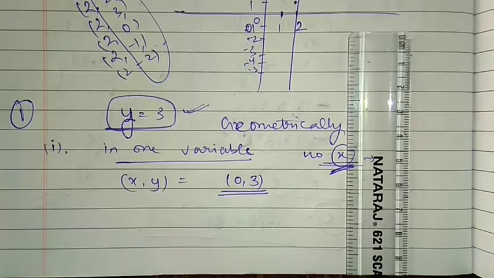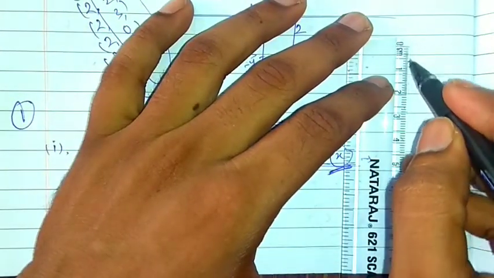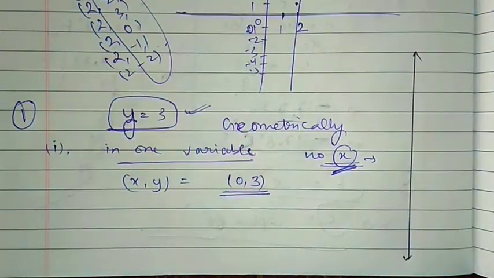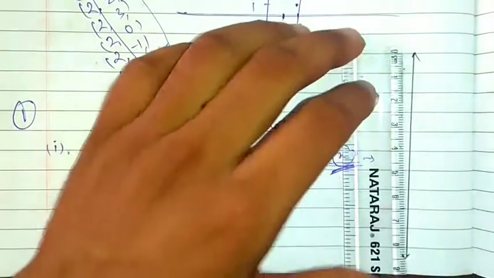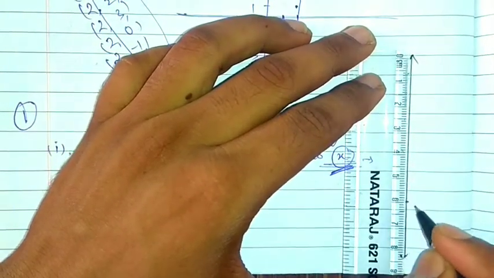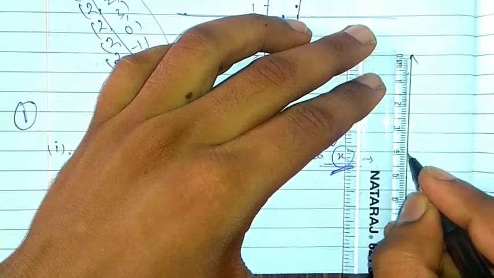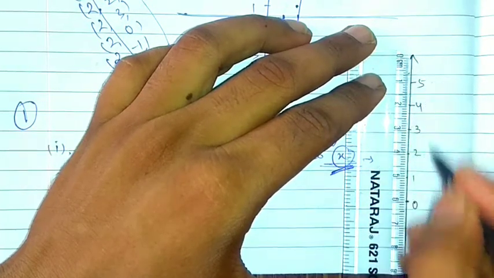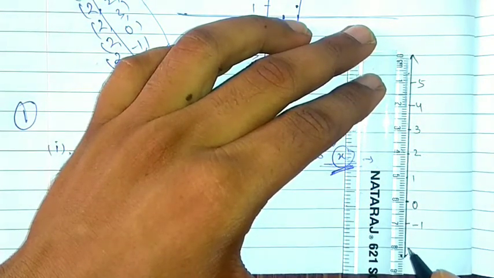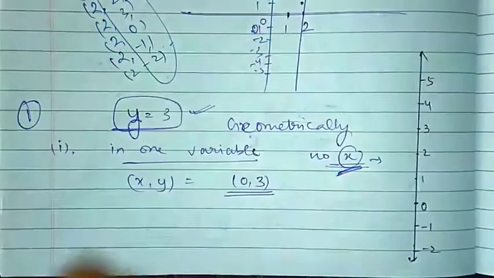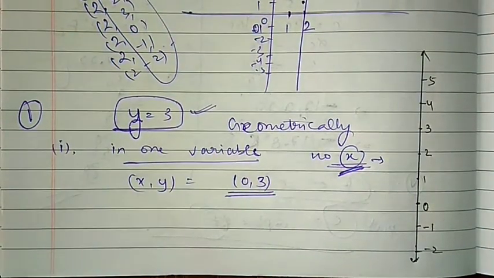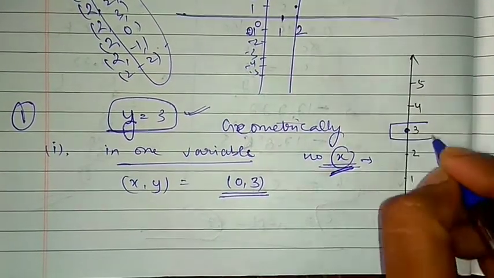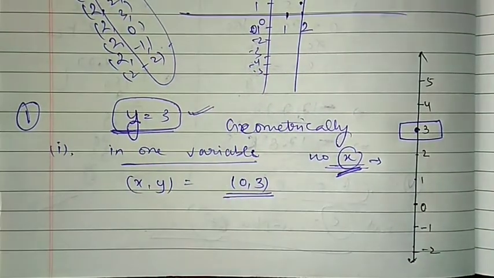So in this case we have to go only on the y-axis because there is no value on the x-axis. If you take a point as origin, then 1, 2, 3, 4, 5, then -1 and -2 and so on, then the number represented by 0 comma 3 is this. This is your point, which is y is equal to 3.